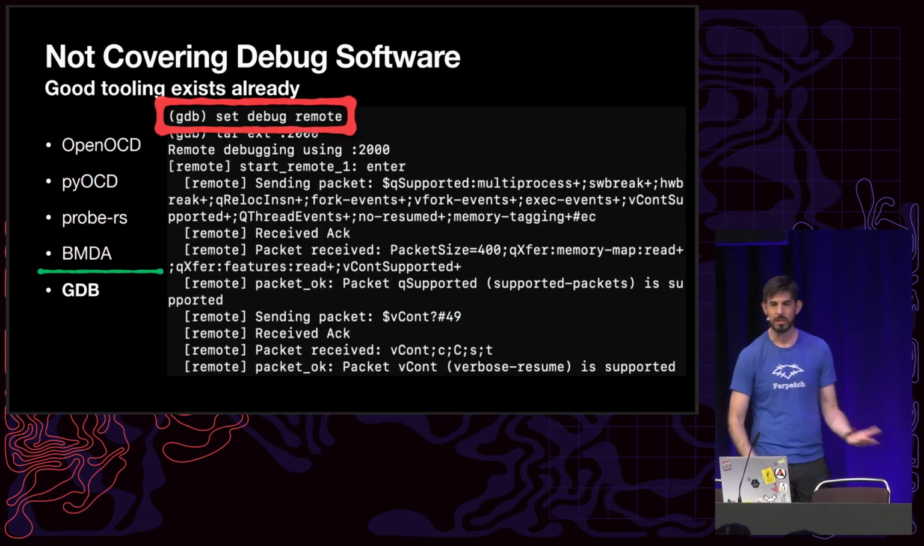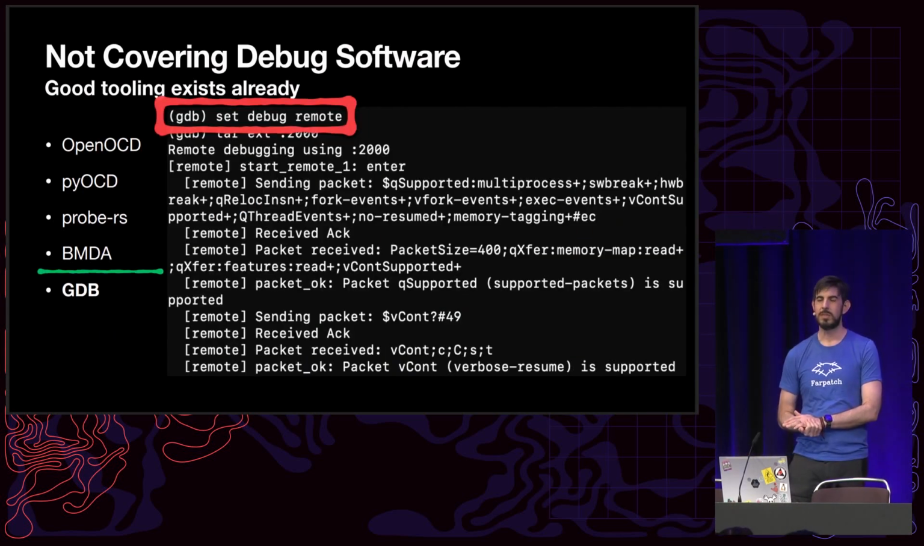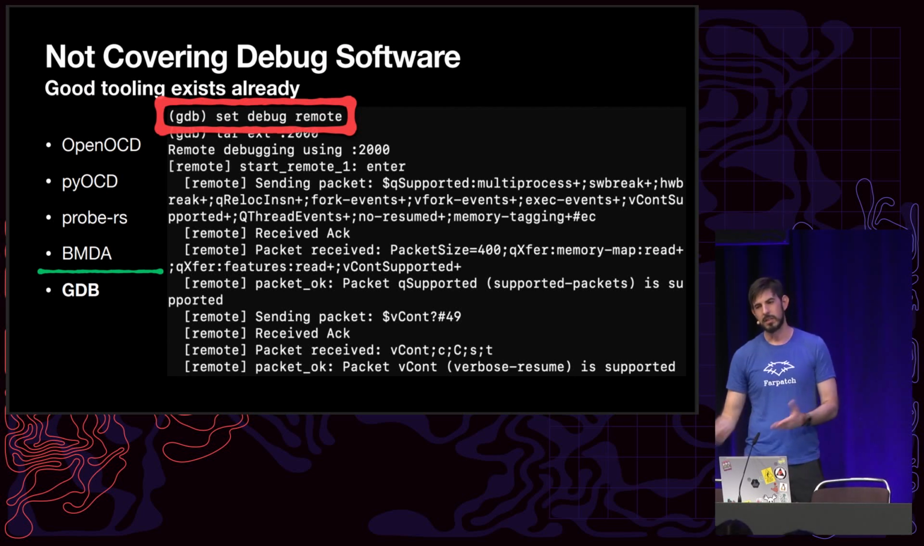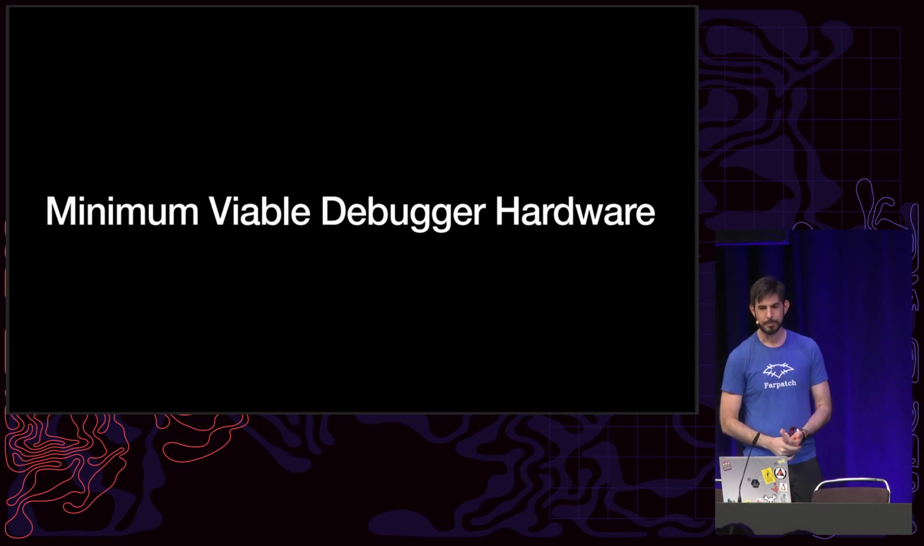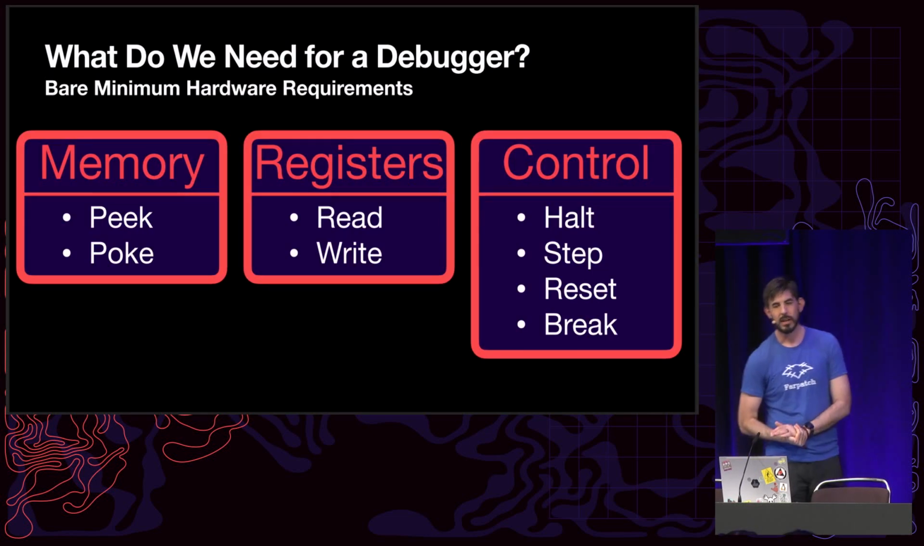We're also not going to cover software. There's lots of good existing software that exists today. I mentioned OpenOCD, there's Python's PyOCD, probe-rs, the Black Magic Debug application, and these all talk to your probe and provide a GDB server. If you want to know what GDB is doing under the hood, you can run the command set debug remote, and then you can see the actual protocol as it is going along. So if you want to learn more, give that a shot, and you can actually learn what is going on under the hood. So with that, let's talk about the minimum viable debugger hardware.